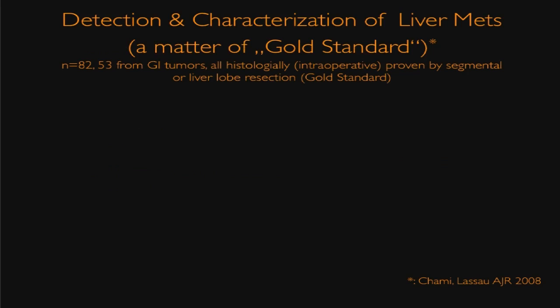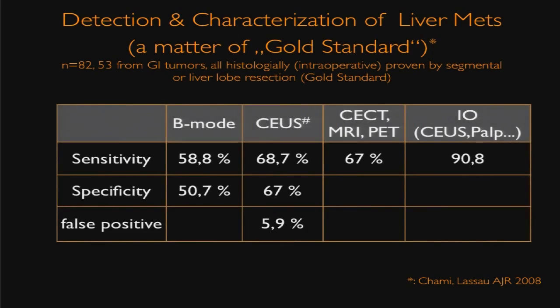So when we look at lesions, then we always compare ultrasound or contrast-enhanced ultrasound with other imaging modalities. But we have to be aware that this is not the best way to do it, because the gold standard is, in our eyes, not CT, not MRI. So this is a study from the French group, from Charmy and Lasso, published in 2008, and all these patients were resected, segmental or liver lobe resection. So this is the gold standard. And what they did is they did not do 1 centimeter slices of the liver, they did 3 millimeter slices in order to really detect the tiny lesions.